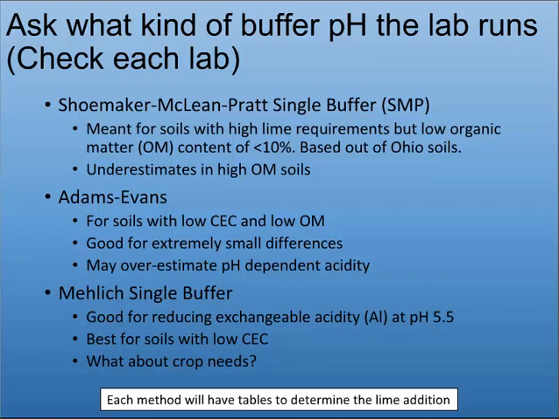But it may overestimate what we call pH-dependent acidity. The Mehlich single buffer is meant to reduce exchangeable acidity at about a pH of 5.5, to reduce the exchangeable aluminum that can cause toxicity to plants. It's best for soils that have a low CEC, but to me, it doesn't always consider crop needs. It might get rid of toxic aluminum, but does it consider that you might need a higher pH for soils or for crops that would prefer something between 6 and 7?